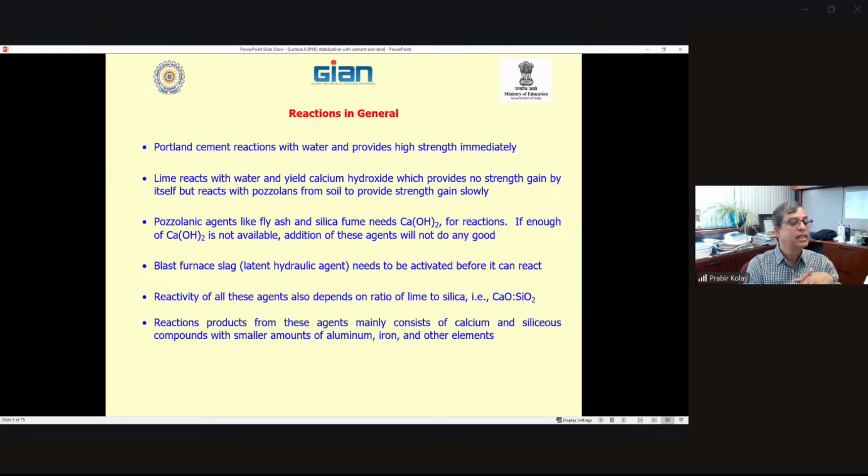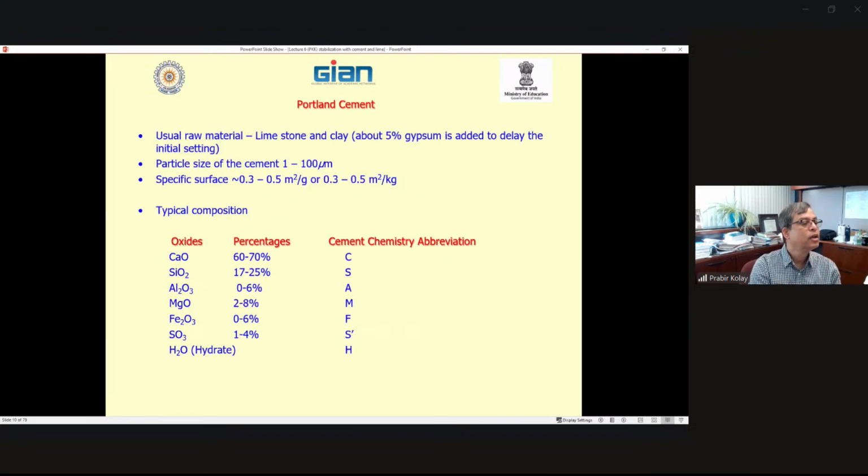Again, blast furnace slags need to be activated before they can react. These are the different cases, so we need to check the chemical composition first. You need to check the chemical composition of the soil, understand what reactions are going to take place, and then you can use that type of stabilizer. The reaction product from any agent mainly consists of calcium and siliceous compounds with smaller amounts of aluminum, iron, and other elements. So this is Portland cement, as I mentioned.